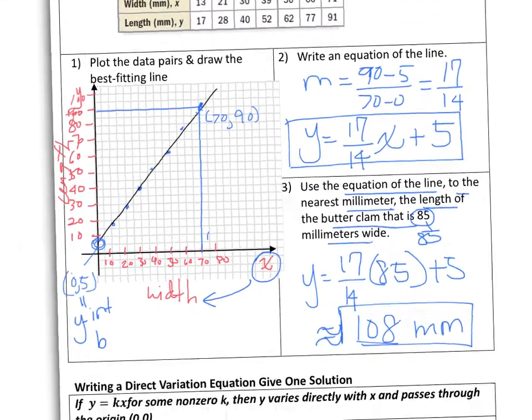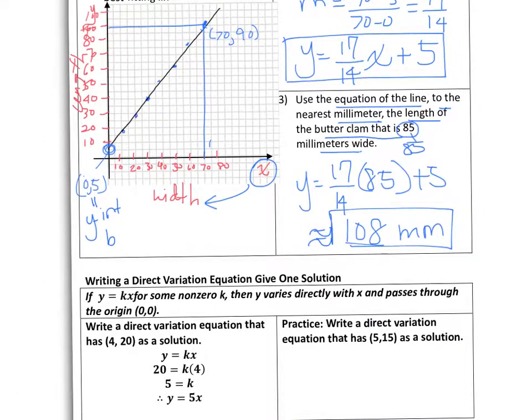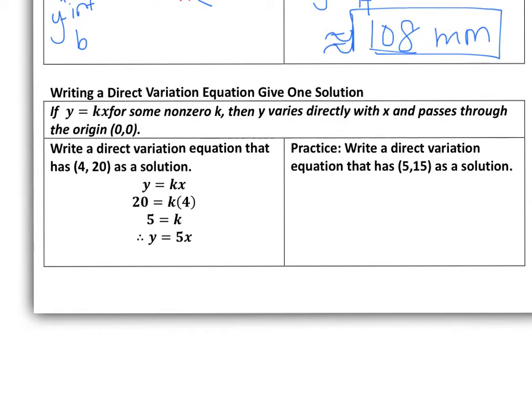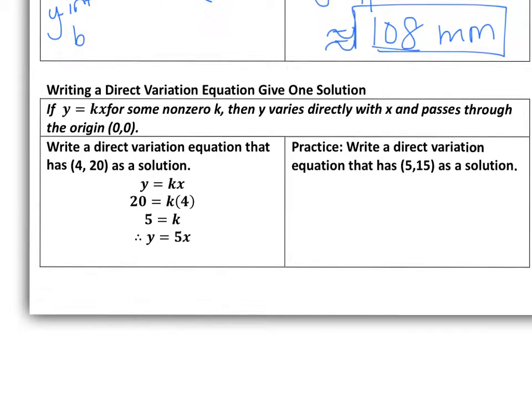Okay, I have one more concept to teach you. Writing a direct variation equation when you're given one solution. So what is direct variation? If y equals kx for some non-zero k, then y varies directly with x and passes through the origin 0, 0. That's what direct variation means.